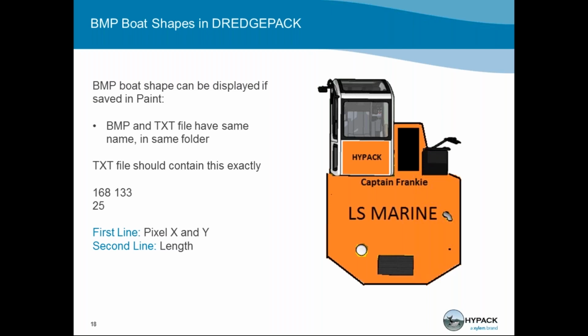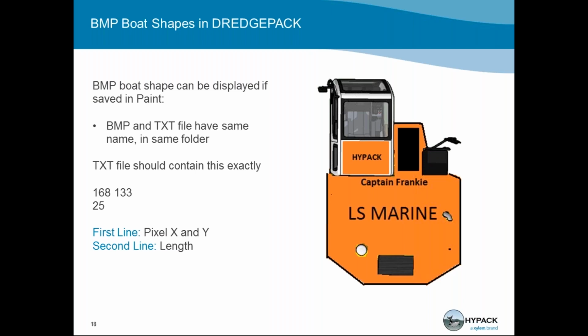So what needs to be done for these shapes to draw and display properly in DREDGEPACK, it's very simple. You're going to start off with that bitmap file that you save out of the Paint program. What needs to come along with it is a text document. So you're going to have the bitmap and the text document in the same folder. Usually we keep those files in the boat shapes folder in the root HYPACK.